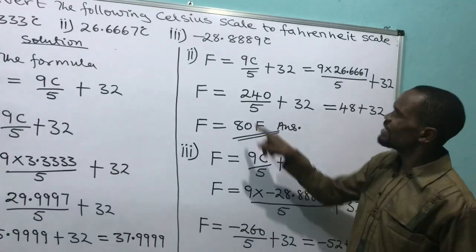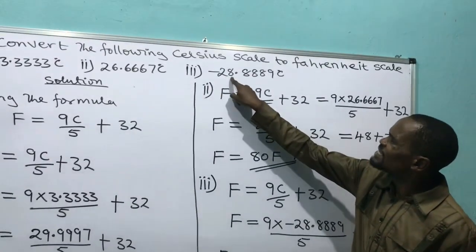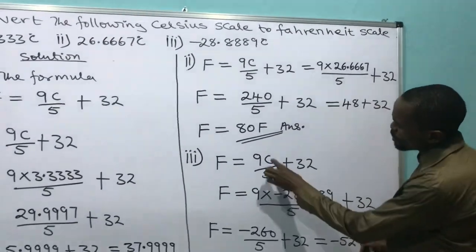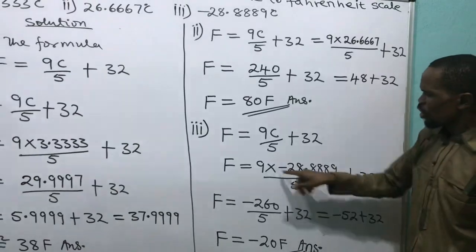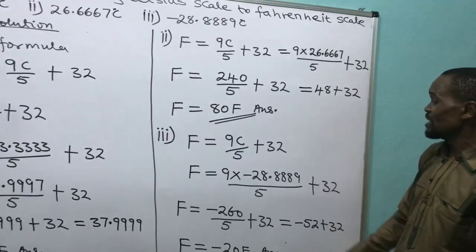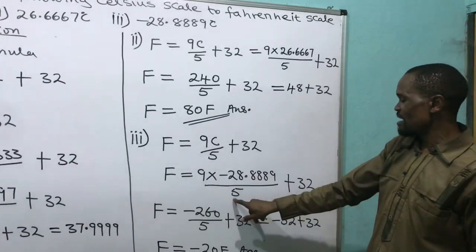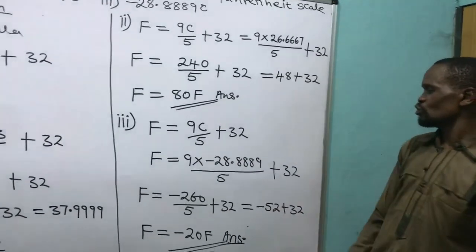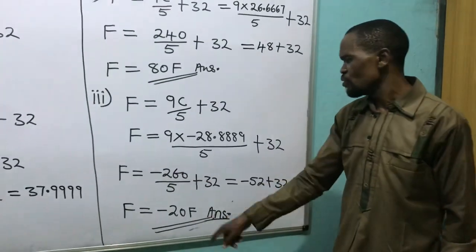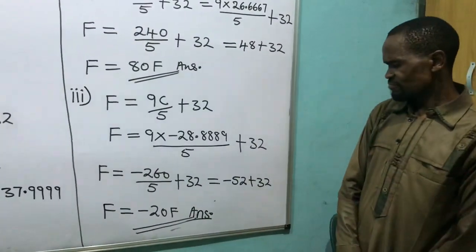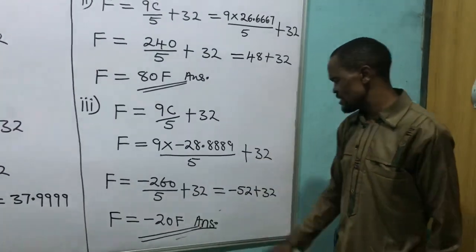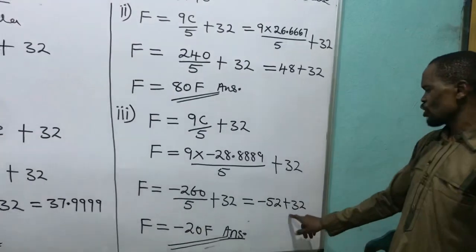In this case, C is minus 28.8889 degrees centigrade. I will remove the degree centigrade and put minus 28.8889 times 9 divided by 5, then plus 32. When I multiply this by 9, I have minus 260 divided by 5, plus 32. And when you divide this, it gives me minus 52 plus 32.